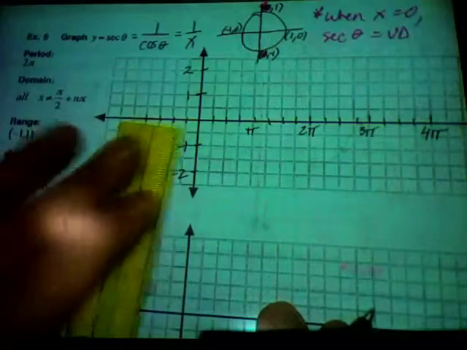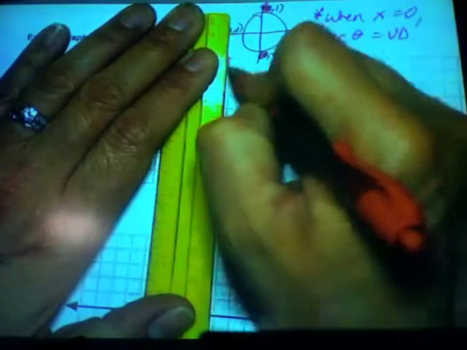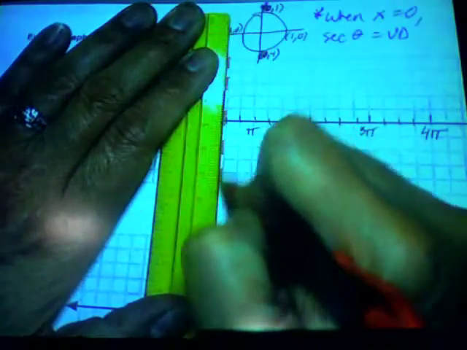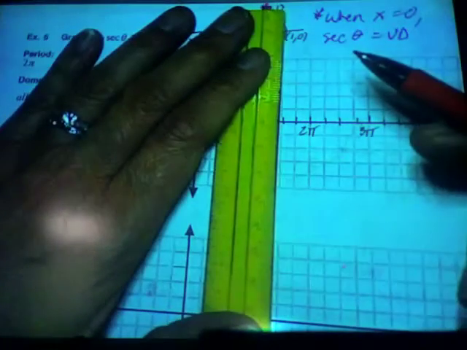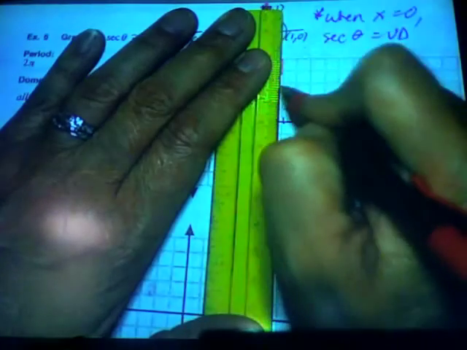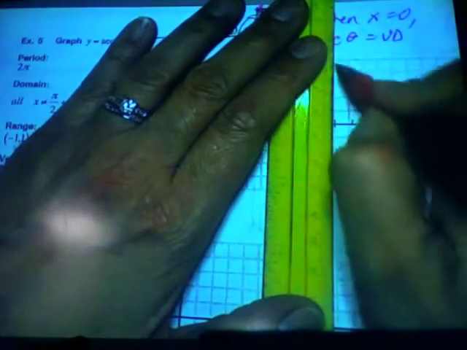So let's put in our asymptotes. Our first one starts at pi/2, which is halfway between 0 and pi. And the next one's at 3pi/2, which is halfway between pi and 2 pi. What's the distance between the asymptotes? Pi. So between every pi, directly in between, you're going to have an asymptote.